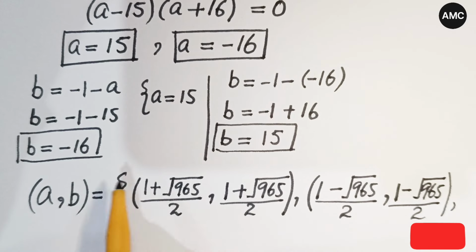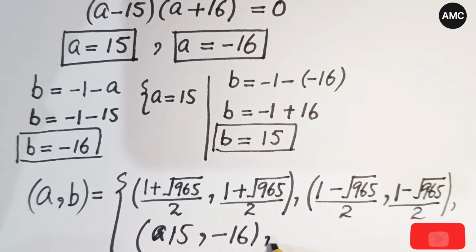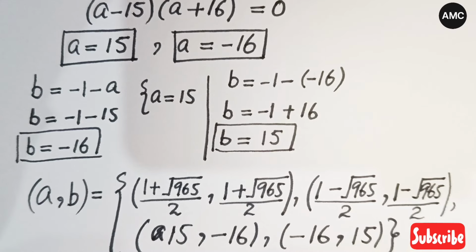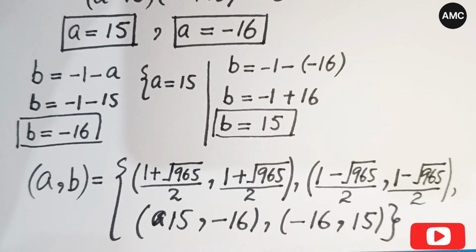And here we have, when a is equal to 15, then b is equal to minus 16. So here we have a is actually 15 and b is minus 16. Similarly, when a is equal to minus 16, then the value of b will be 15. So here we have found four possible pairs of values for a and b. It is our first pair, second one, third and fourth.